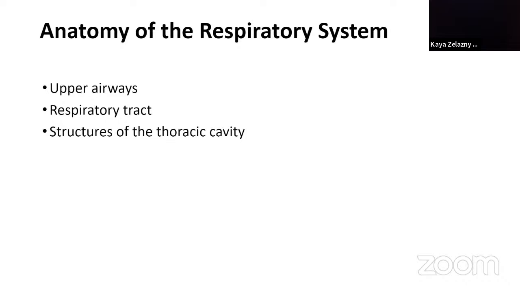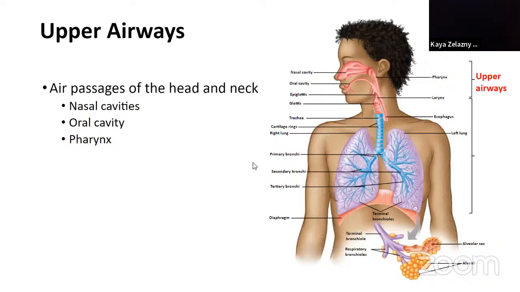So we can divide basic anatomy into the upper airway, the respiratory tract, and then other structures in the thoracic cavity. So we'll go through each of those. So upper airways, which is our air passages in the head and neck. We know their familiar names, nose, so our nasal cavities, our mouth, so our oral cavity, and our pharynx, so our throat.